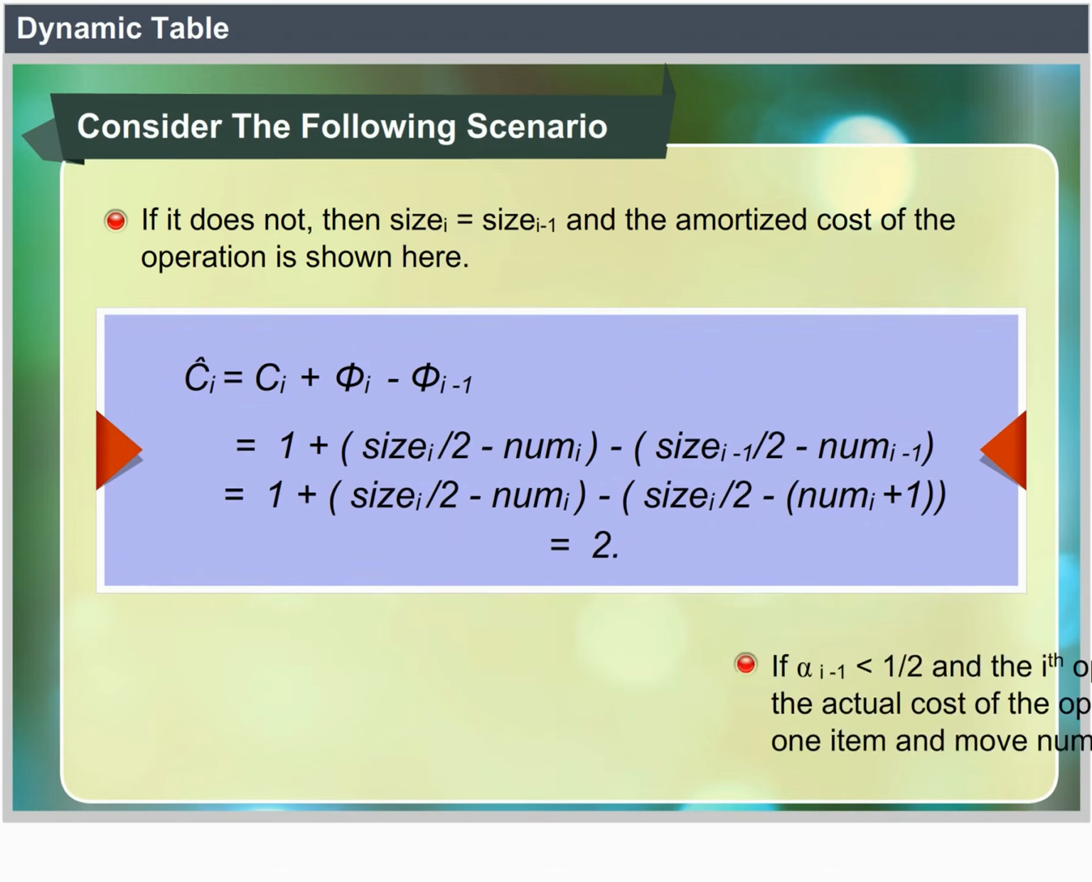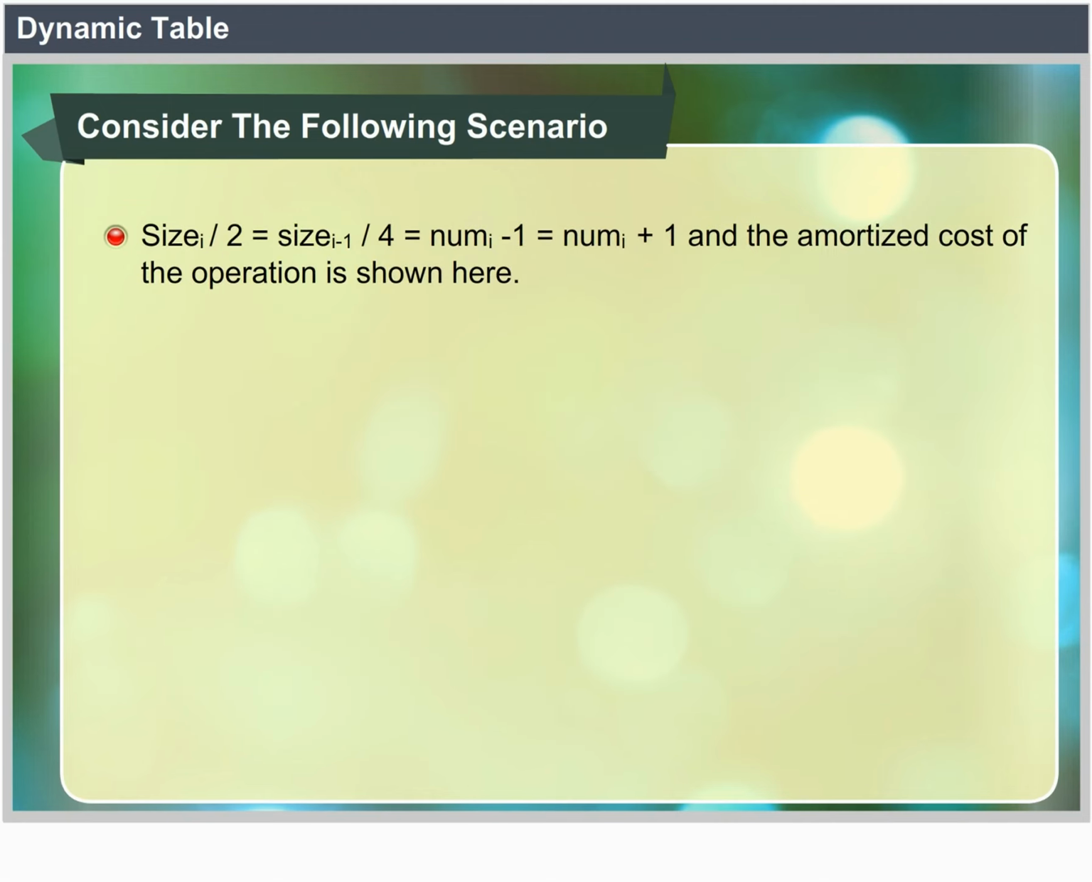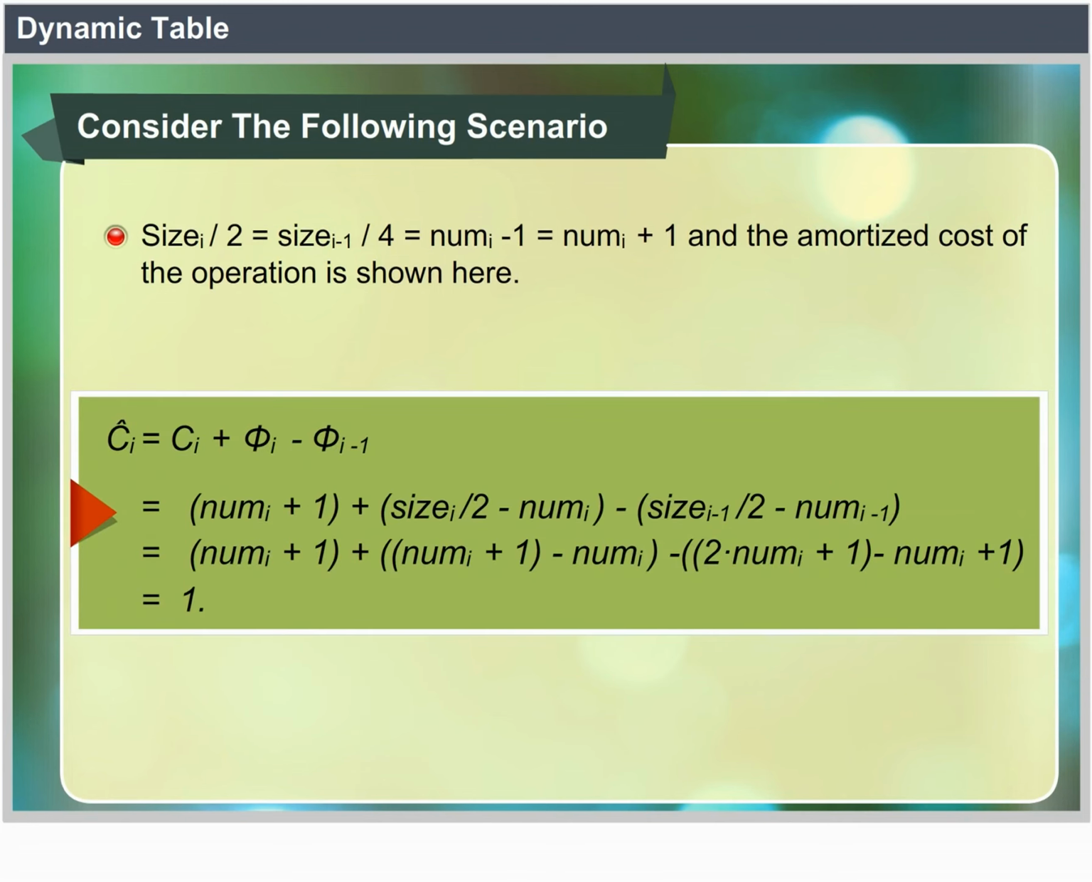If alpha i minus 1 less than 1/2, and the ith operation does trigger a contraction, then the actual cost of the operation is Ci equals num i plus 1, since we delete one item and move num i items. Size i/2 equals size i minus 1/4 equals num i minus 1 equals num i plus 1. And the amortized cost of the operation is shown here.